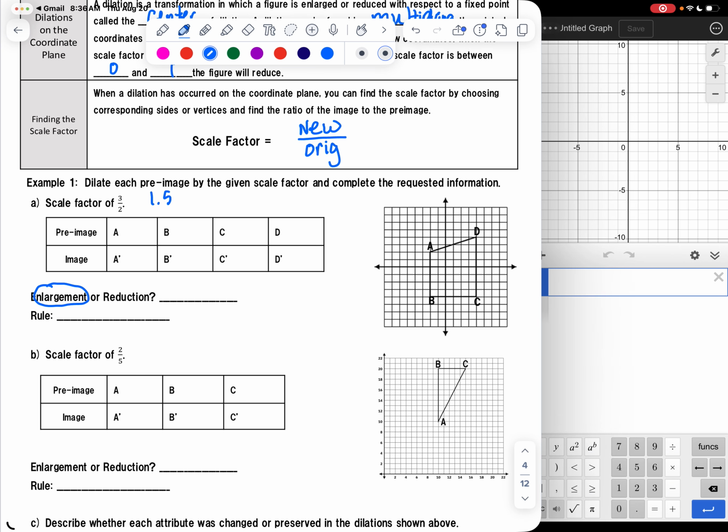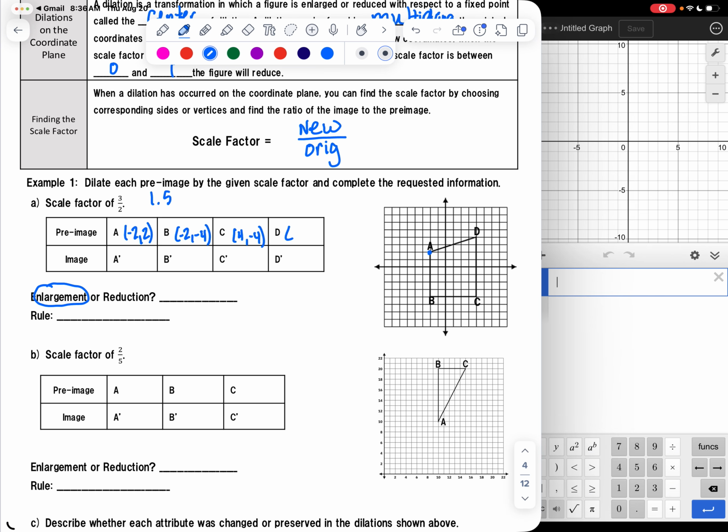Now what they want us to do is list the coordinates of my pre-image. So here's point A, so that's negative 2, 2. Point B is negative 2, negative 4. Point C is 4, negative 4. And point D is at 4, 4.